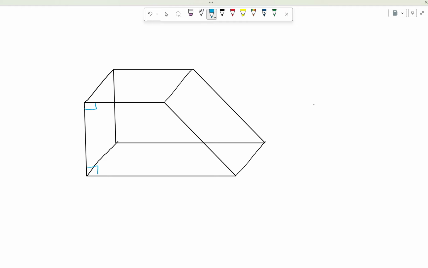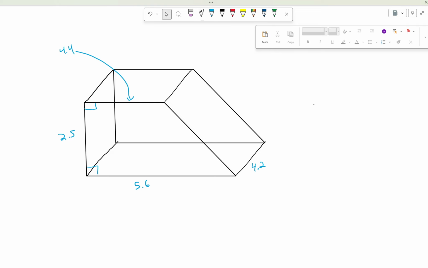These are right angles. Okay? I'm going to give you all the dimensions of this thing. This length right here is 4.4. This length here is 5.6. This height right here is 2.5. And this length between the bases, which is really the height of the entire figure, is 4.2. We're going to find the volume.